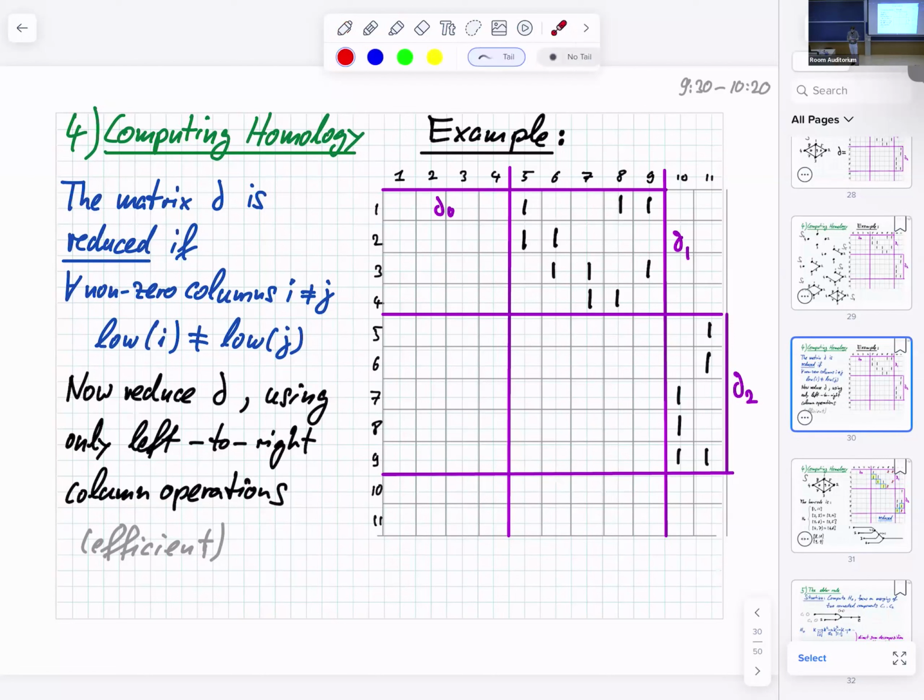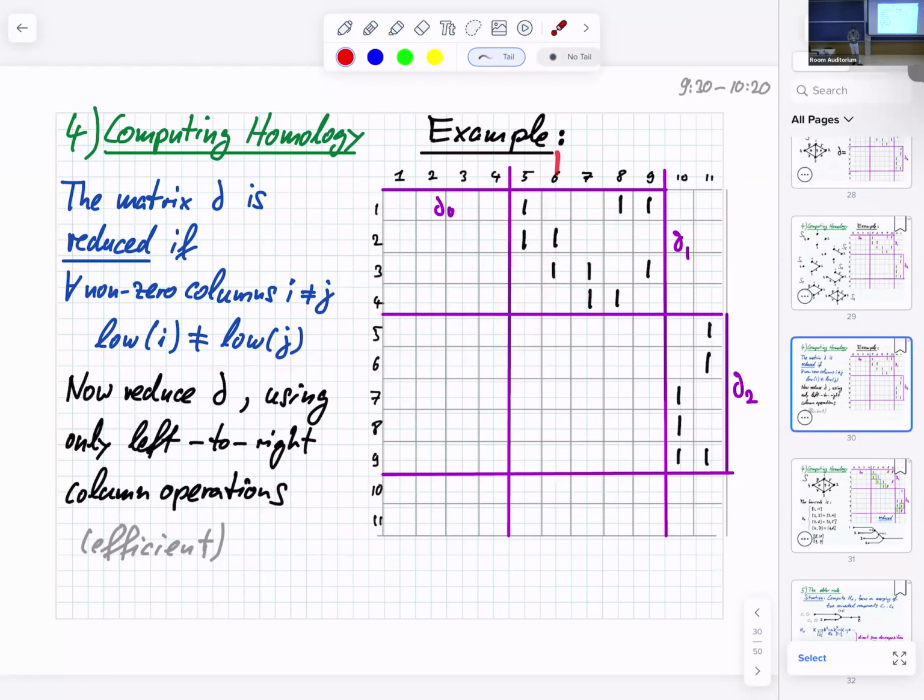Okay, so what's going on? First, there are only zero columns, no worries. Zero columns, zero columns, zero columns, nothing to do. Then we introduce our first non-zero column, number 5. We have one non-zero column, no condition, everything is fine, we leave it.